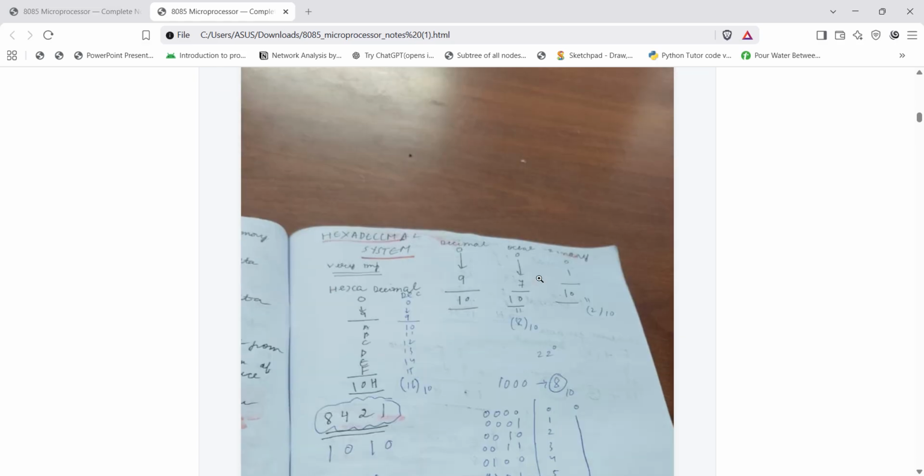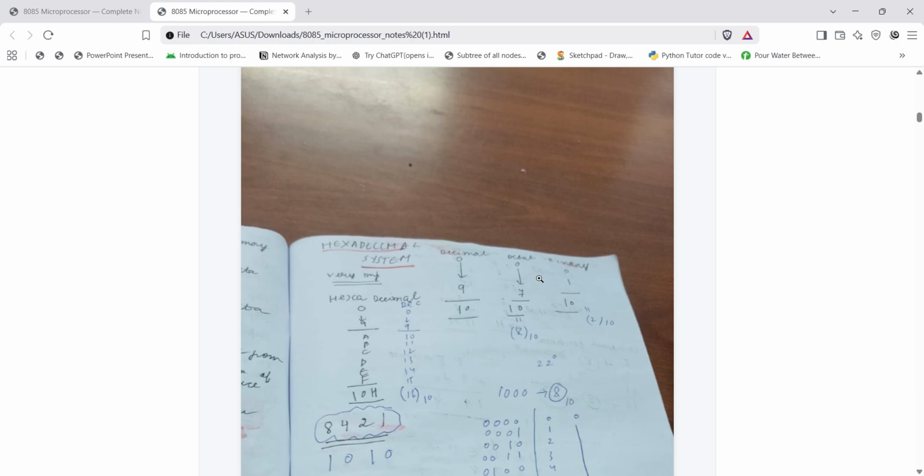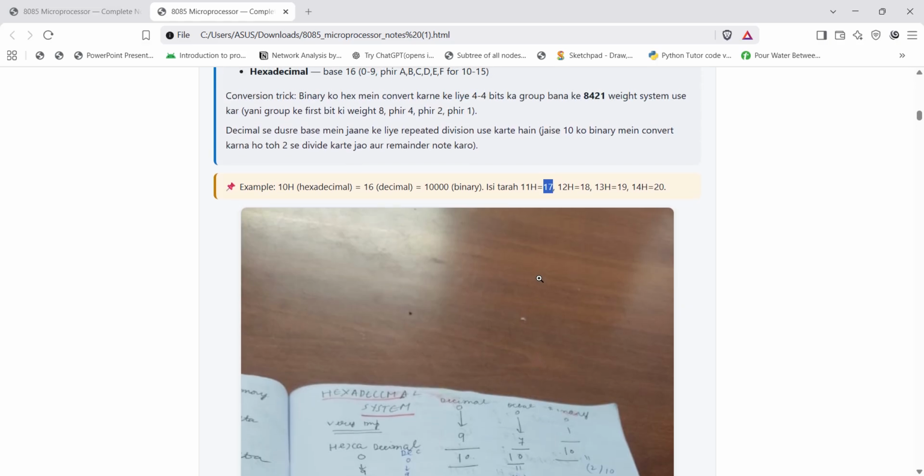Okay, so let us move towards hexadecimal. Let's suppose we want to do F plus 1. So what is F plus 1? F is itself 15, plus 1 is 16, and that is 10H. Okay, so you have to remember these tricks.